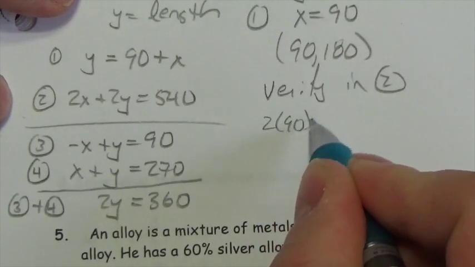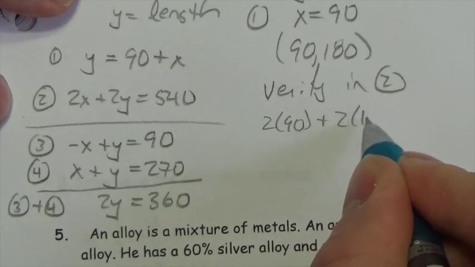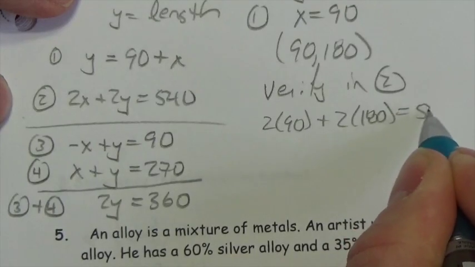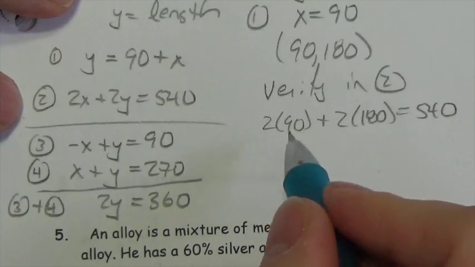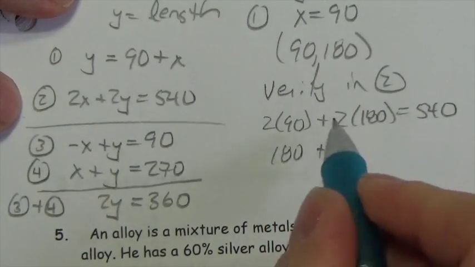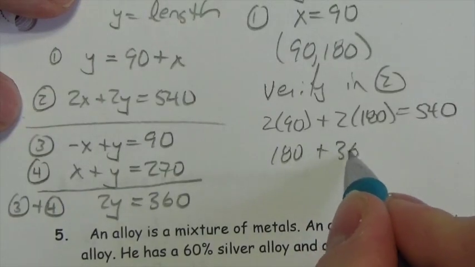2 times 90 plus 2 times 180, is that 540? Well, 2 times 90 is 180. 2 times 180 is 360.